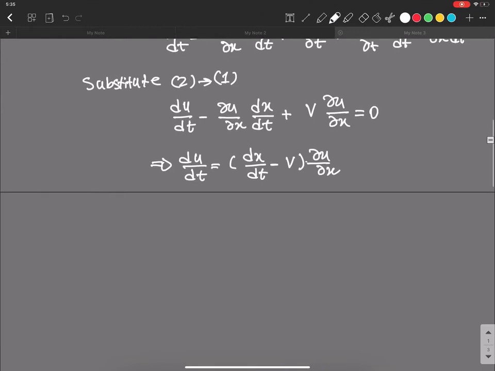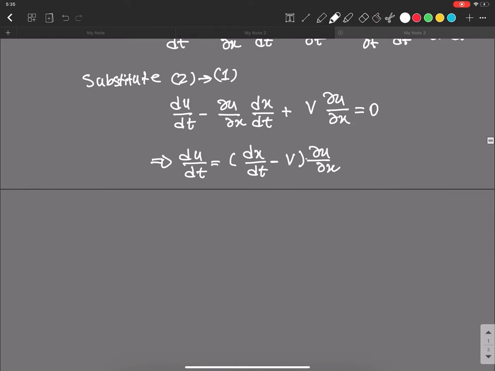Okay, so this I got from the previous equation, and now I want to ask a question. I want to know that if du/dt is known or given, can we solve for du/dx? Say we know some values of du/dt. Can we solve for du/dx? The answer to this question is yes, and we are going to investigate this question.